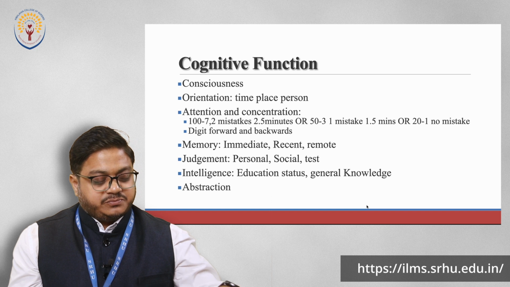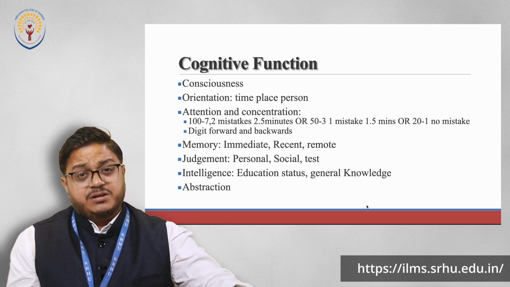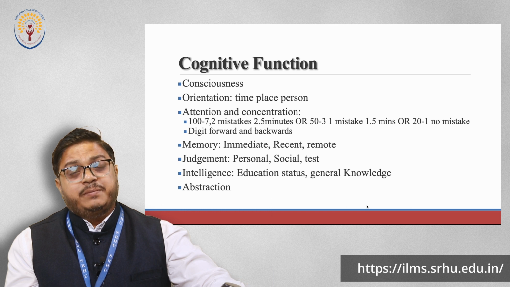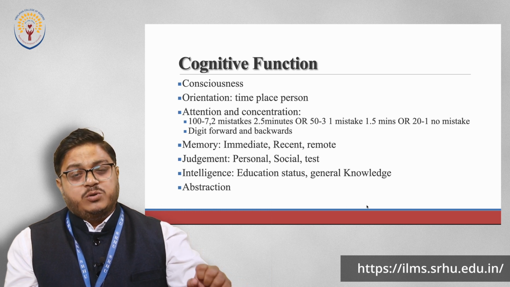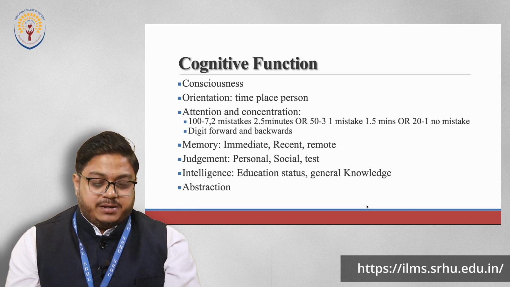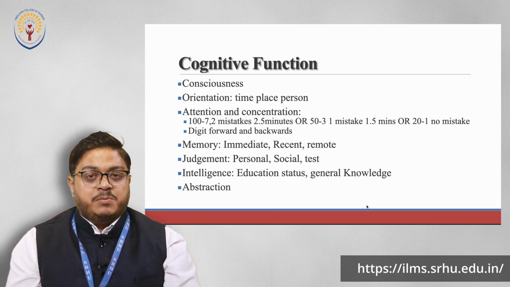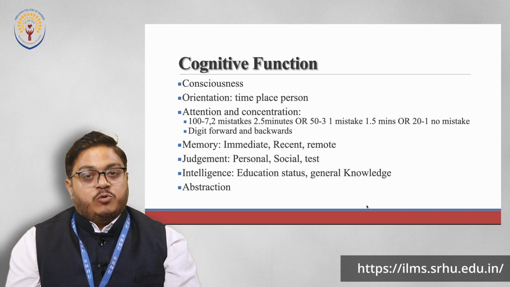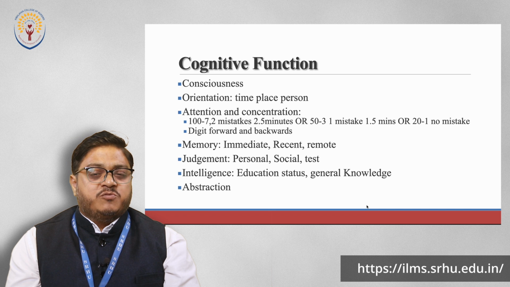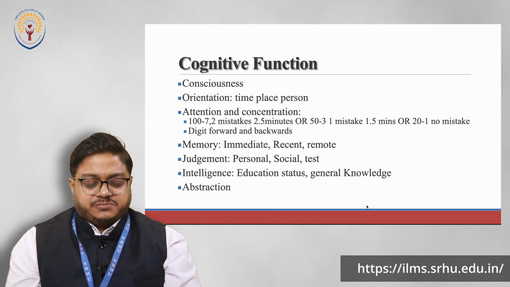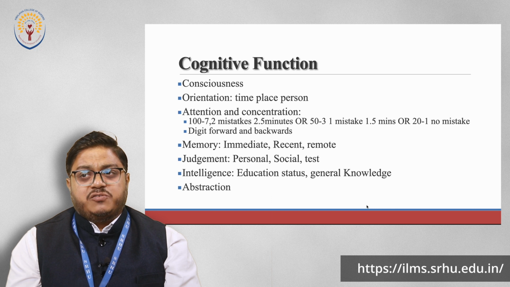So immediate memory, we give the patient 3 to 4 words to repeat, and if they are able to repeat those words, we say that the immediate memory is intact. In recent memory, we ask the patient what happened in the past 2-3 hours or during the past 24 hours, and if the patient is able to tell us, we say that the recent memory is also intact. And remote memory, we ask for significant events such as date of birth, all those things. So, this tells us the 3 types of memory and how these 3 types of memory are to be assessed.